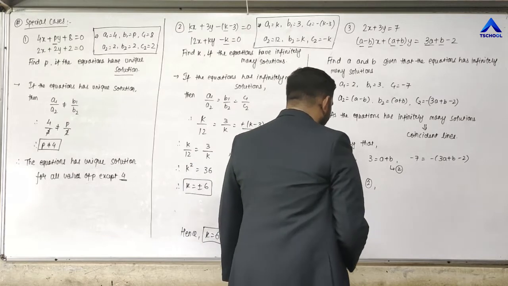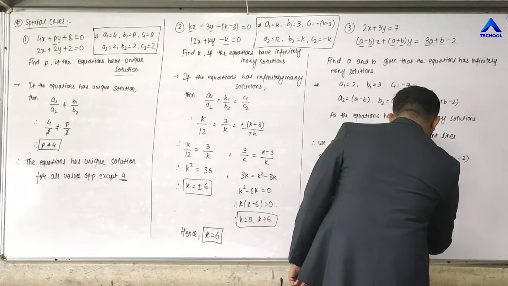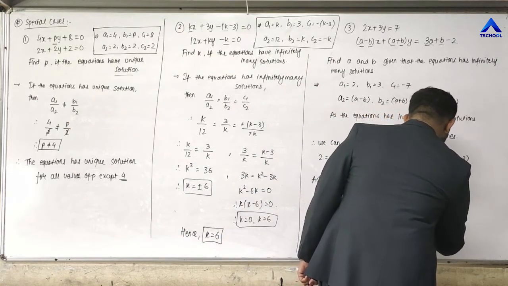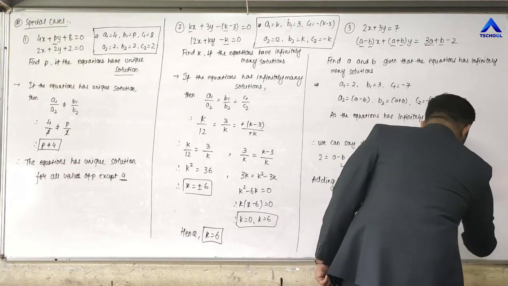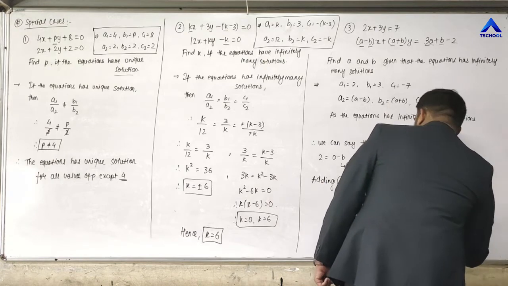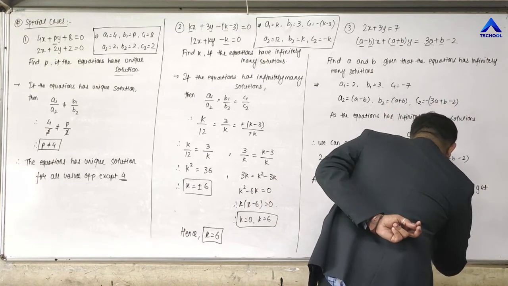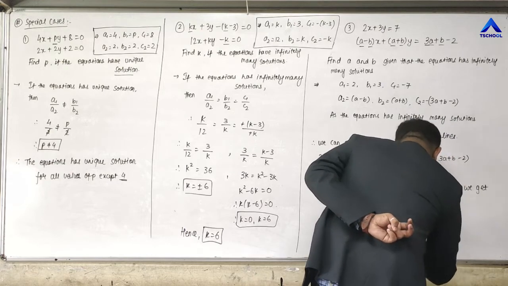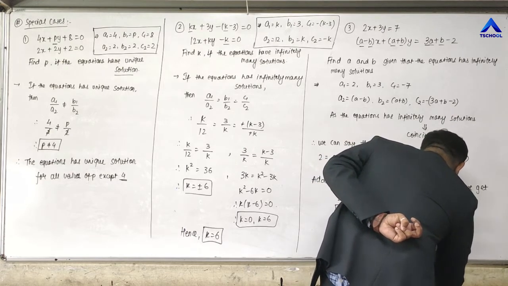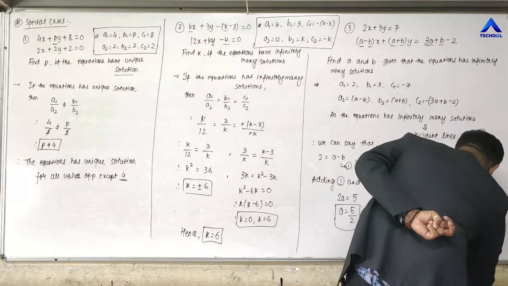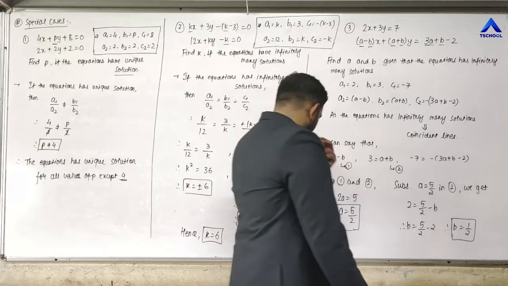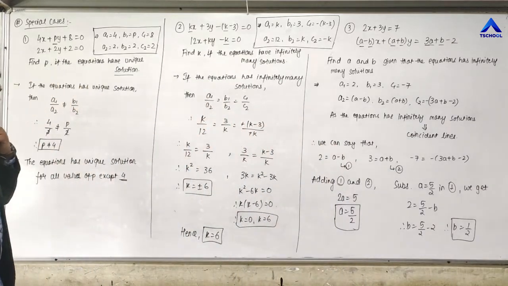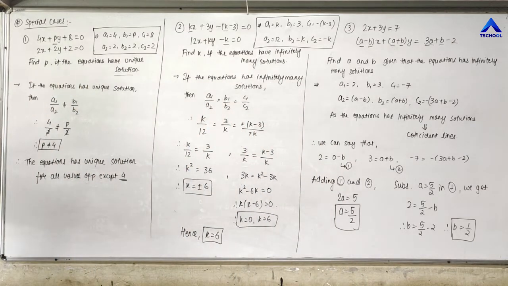If I substitute a equals 5 by 2 in 1, what do we get? 2 is equal to 5 by 2 minus b, therefore b is equal to 5 by 2 minus 2, and hence b is equal to 1 by 2, right? So we got the values of a and b, that is 5 by 2 and 1 by 2. So in this way you can solve the given equations.